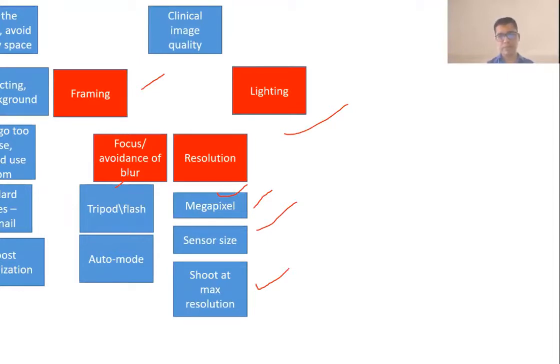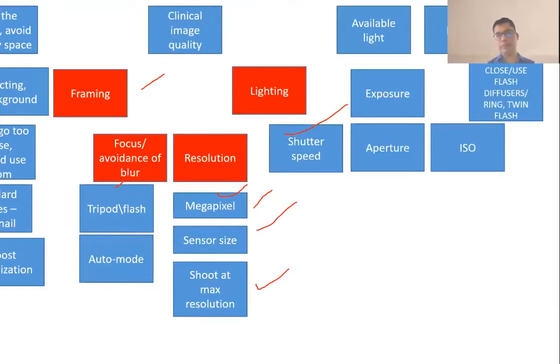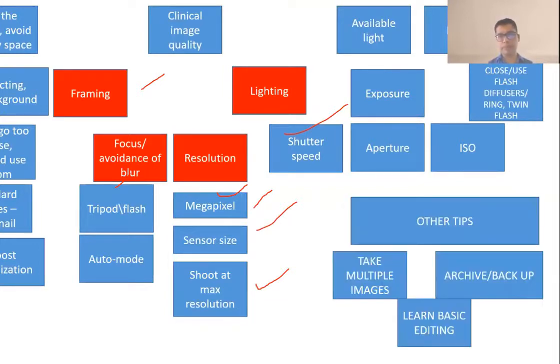So as far as possible, shoot it at max resolution. Lighting is very important. You can use available light, inbuilt flash, or external flash. If you're using manual settings, use the exposure triangle: shutter speed, aperture, ISO. And with flash, again, make sure that you don't go too close to the lesion. Avoid washout or overexposure. Some other important tips: take multiple images, archive and back up properly.